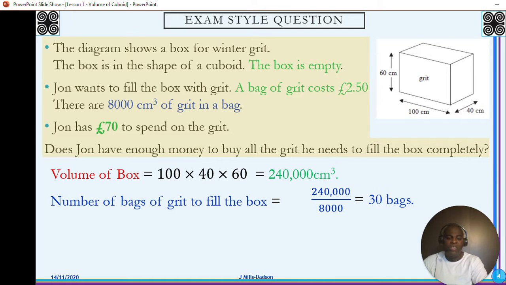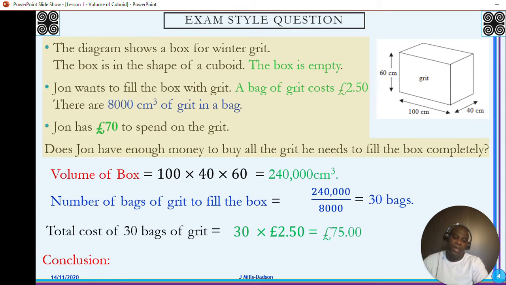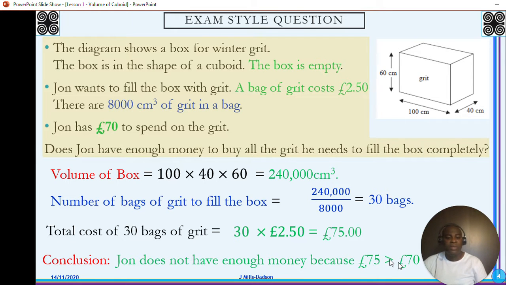We know the number of bags we need. How much is a bag? £2.50. So we need to find the total cost by multiplying the number of bags we need by the unit cost. That gives us £75. So which means to completely fill the box, we need £75. So in conclusion, we will say that the budget that we have, £70, is not enough to fill the box, because the total cost of filling the box is £75, which is bigger than the actual money we have.